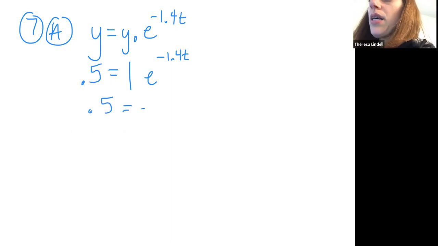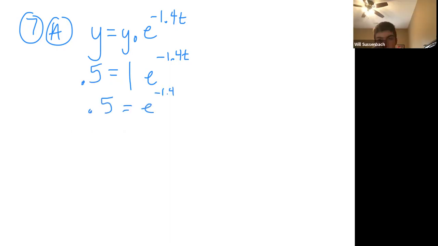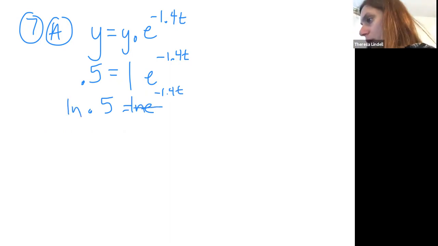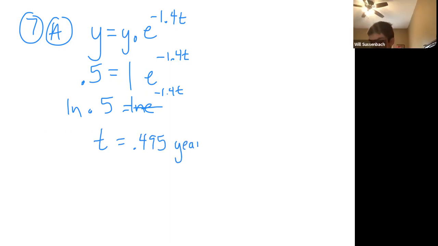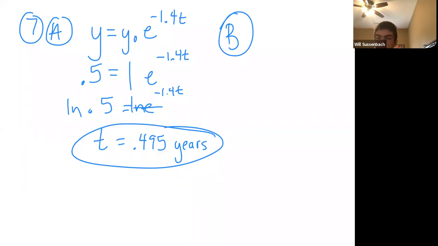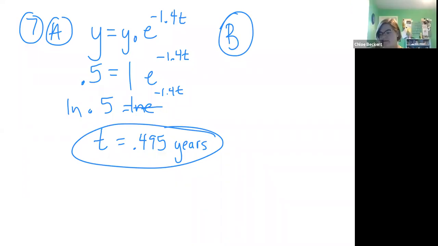So then you ln both sides. I'm going to have to look at my work. Well, you ln and then divide by 1.4. And I got t equals 0.495 years. If people rounded to 0.5 years, that's fine. I'm glad you paused me, Chloe. Is that good for you? Yeah, that's fine. Sweet.